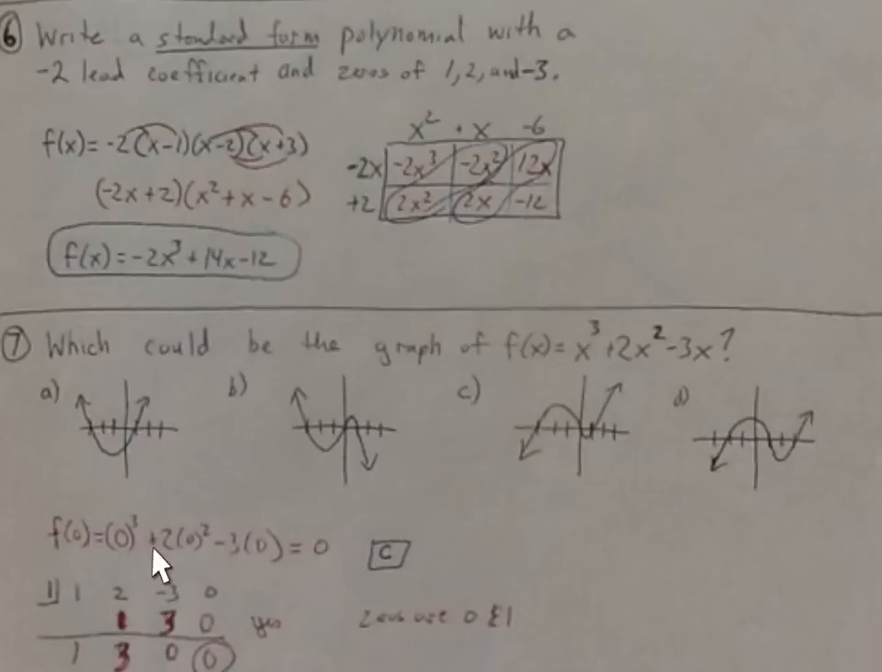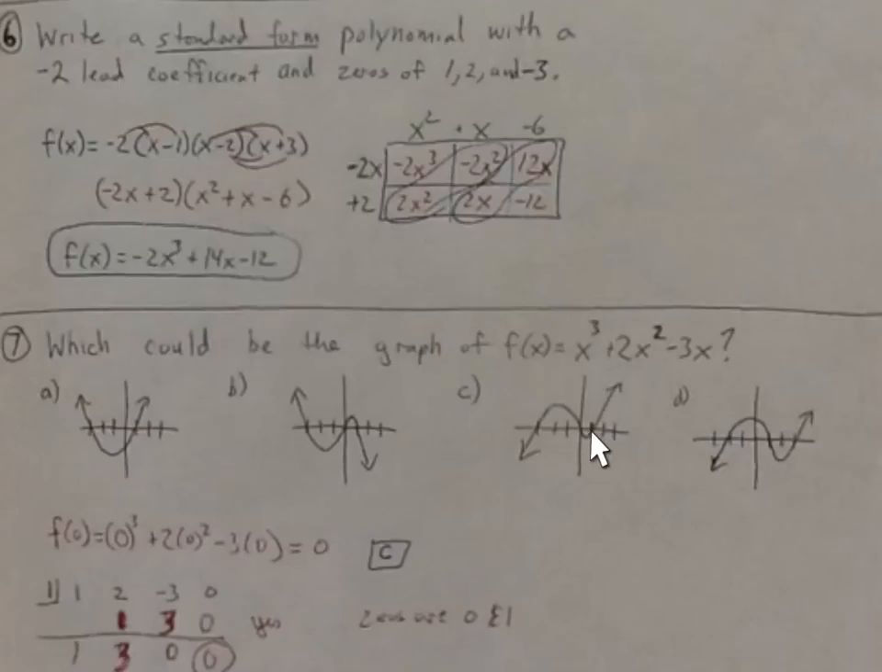Now I could also check like 1. See how they both have an x-intercept at 1? So we could verify that. Watch. Instead of remainder theorem, I'm going to use synthetic division. Alright, when I do synthetic division using this 1, 2, -3, and 0, I do synthetic division, it has no remainder. So what that means is 0 and 1 are both zeros, or x-intercepts.